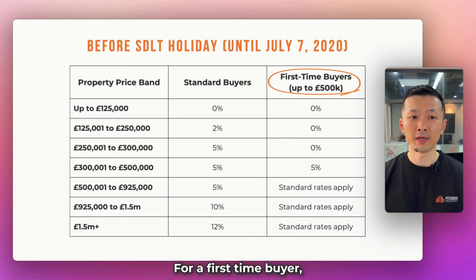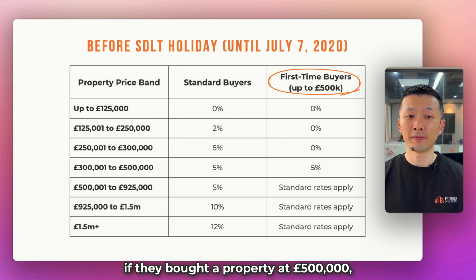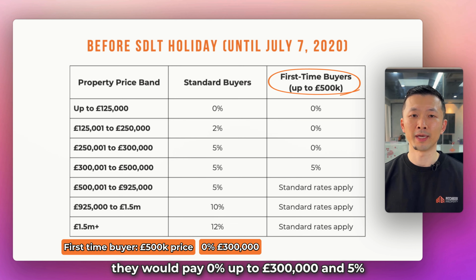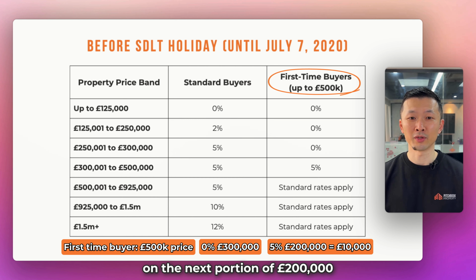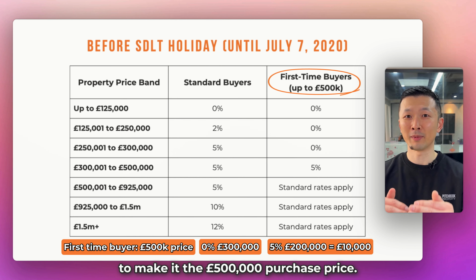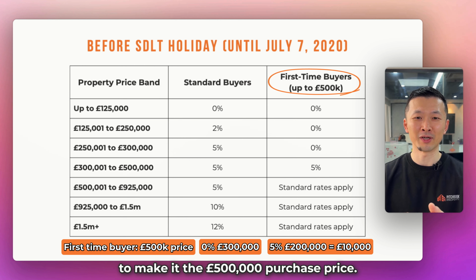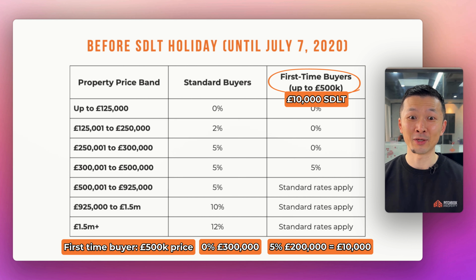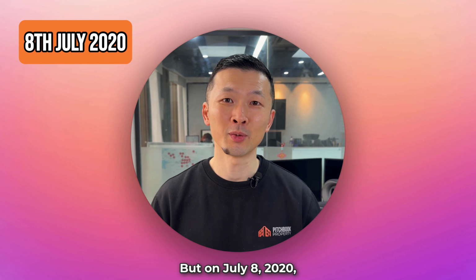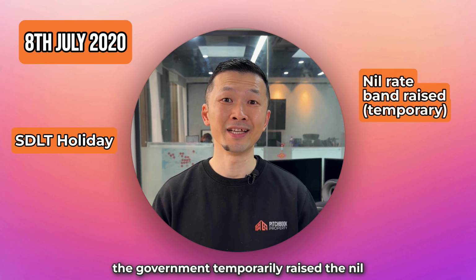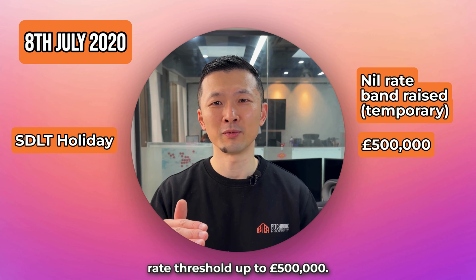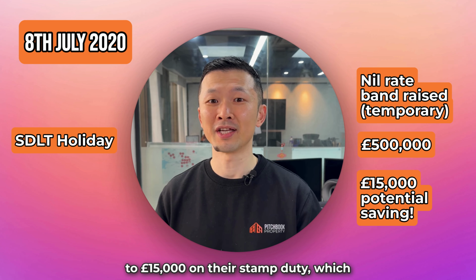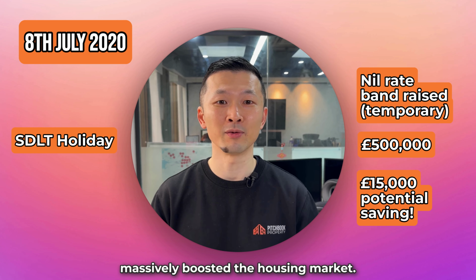For a first-time buyer, if they bought a property at £500,000, they would pay 0% up to £300,000 and 5% on the next portion of £200,000 to make it the £500,000 purchase price. So their tax bill would be at £10,000 in total. But on July the 8th, 2020, the government temporarily raised the nil rate threshold up to £500,000. So that meant buyers could save up to £15,000 on their stamp duty, which massively boosted the housing market.